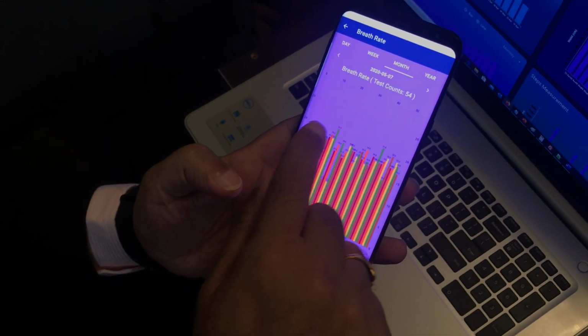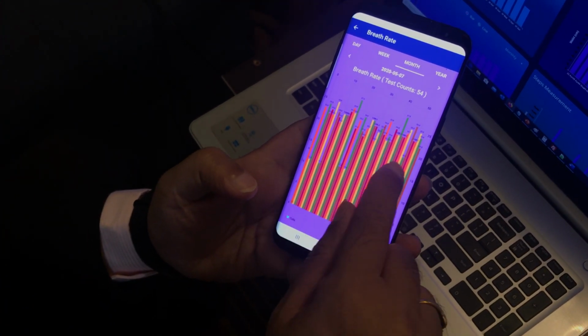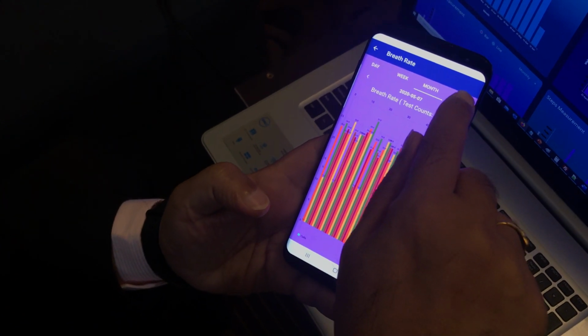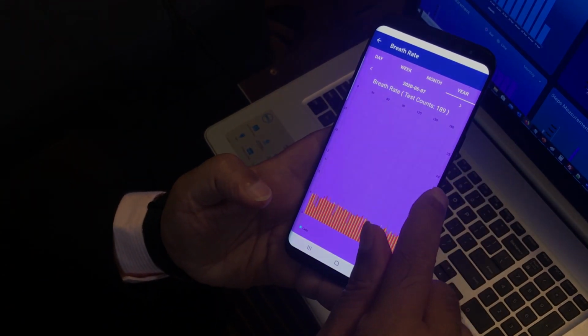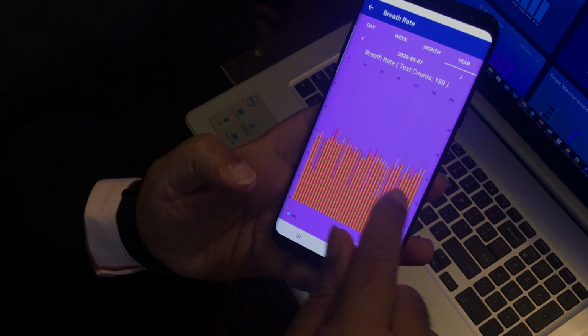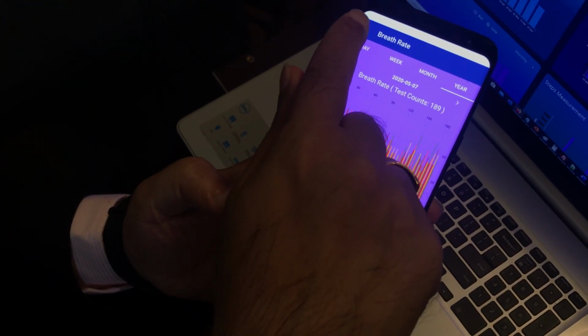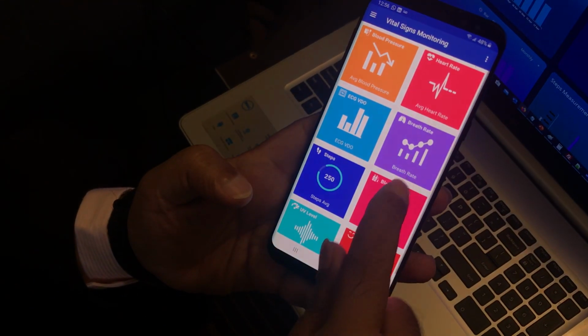Now, as you can see here on the breath rate, we are shown on the monthly graph. It has cumulatively given the entire visualization. Now, if we click on the year wise, you can see the cumulative graph almost all in the breath rate, about 189 times it has been taken through, and visually it is evident.